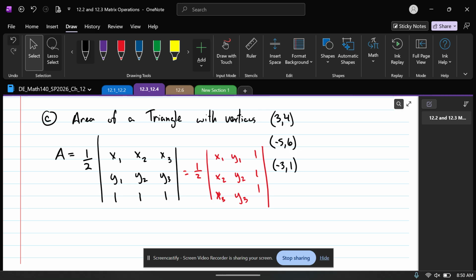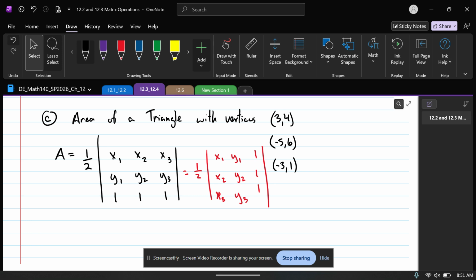What good is that? Well, if you are looking at a map, you can get coordinates for points on a map, and you could find the triangular area of a space on a map using that. That's what it really could be used for. So, pretty neat thing there. So let's do this one.